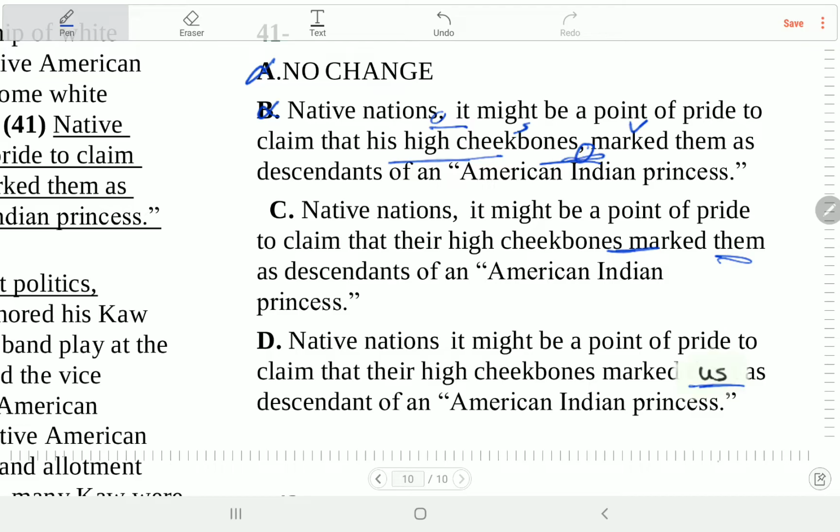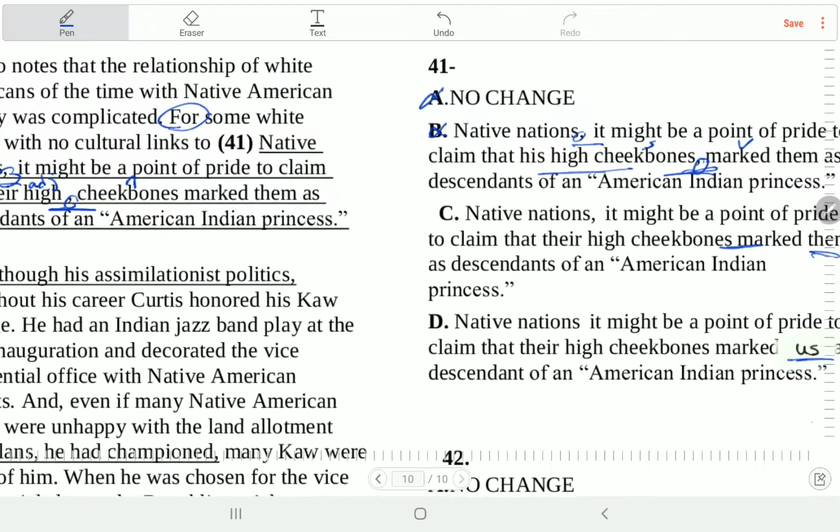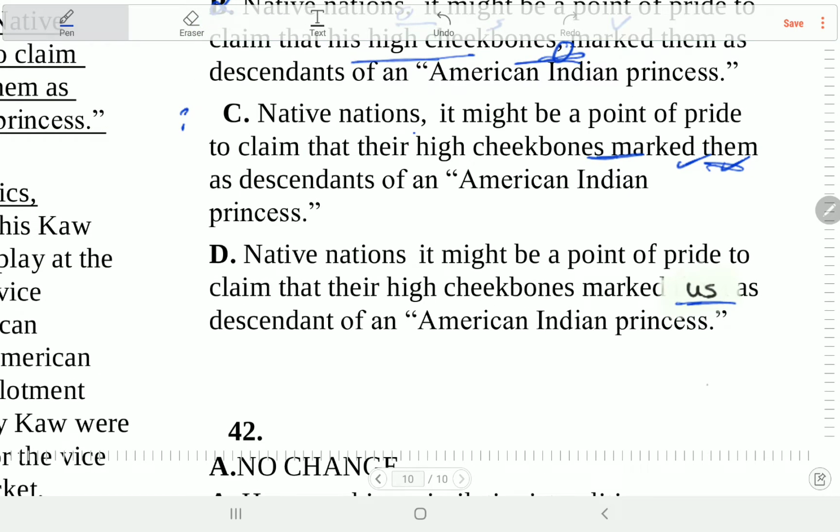Okay, for C, native nation. So for some white people with no cultural links to native nations, it might be a point of pride to claim that their high cheekbones marked them as descendants of the American Indian princess. Yes, I'll go for C. Type D. What's its problem? Okay, native nations. It might be a point of pride. Us. So we can here their high marked. It should be them, not marked us. Okay, so here the pronoun is wrong.